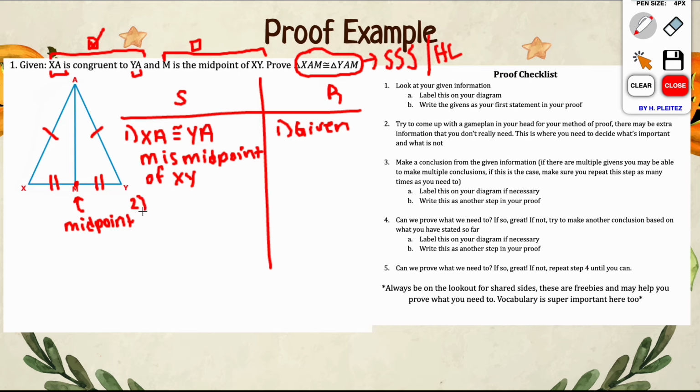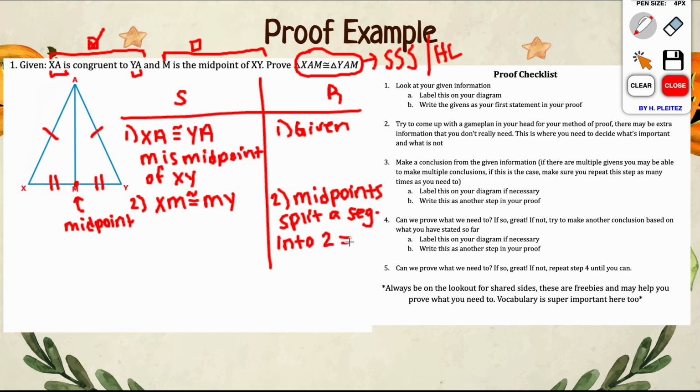So since I put that label down, I'm going to make sure that I write this in my proof. Because if I just wrote the tick marks and didn't address it in my proof, it's almost like we didn't say it at all, right? So again, XM is congruent to MY. And our reason is usually just going to be a definition that we used, right? We said we knew M was a midpoint, and our logic was midpoints split a segment into two congruent parts.